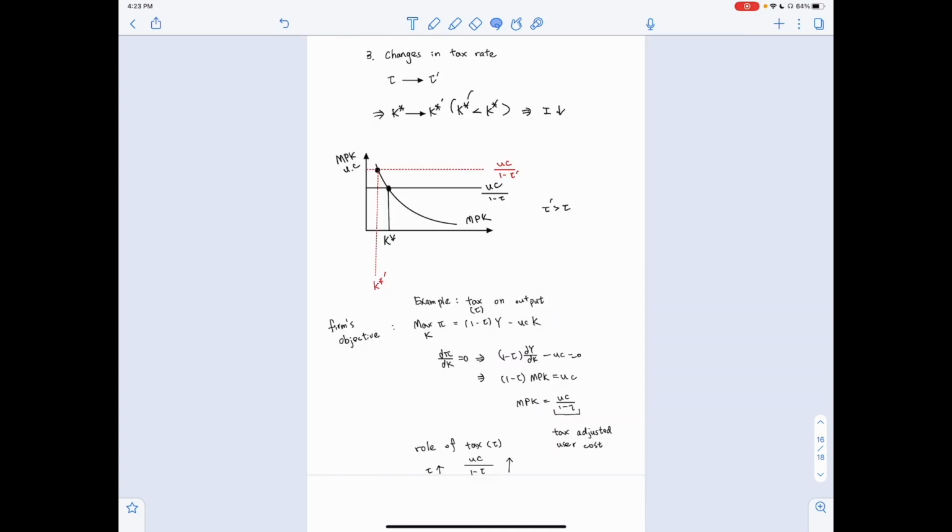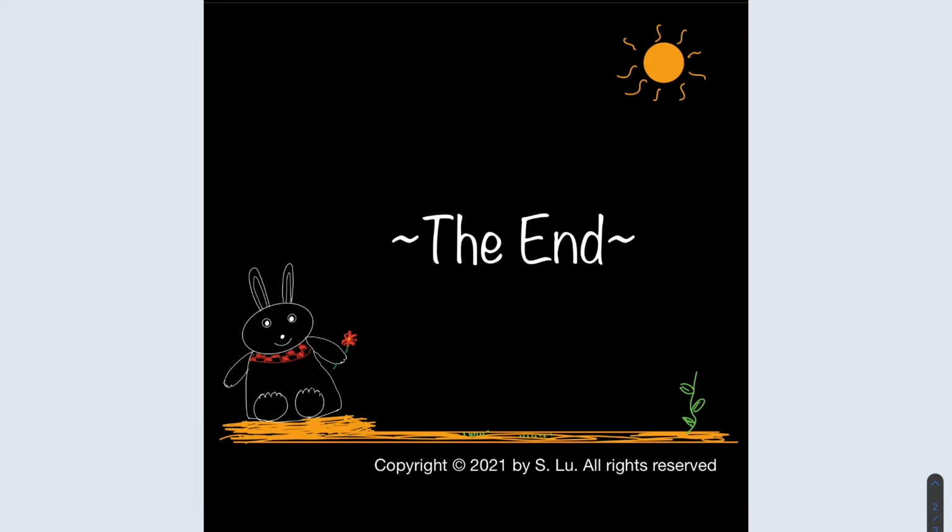So here, we complete the discussion related to changes in the tax rate, technological advances, and changes in the real interest rate, and how those changes affect the desired capital stock level as well as the investment decisions. So this is the end of today's lecture.